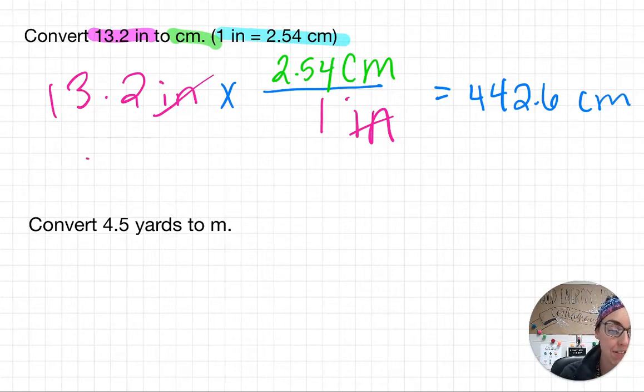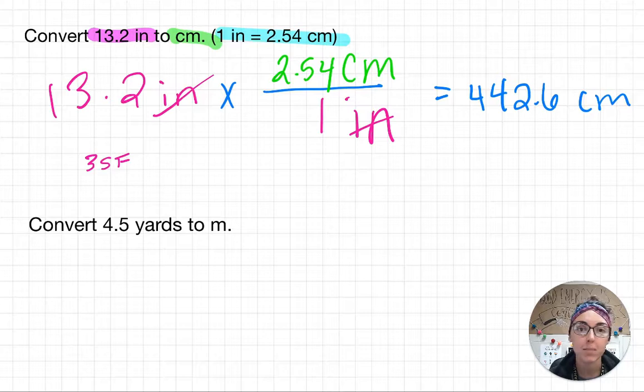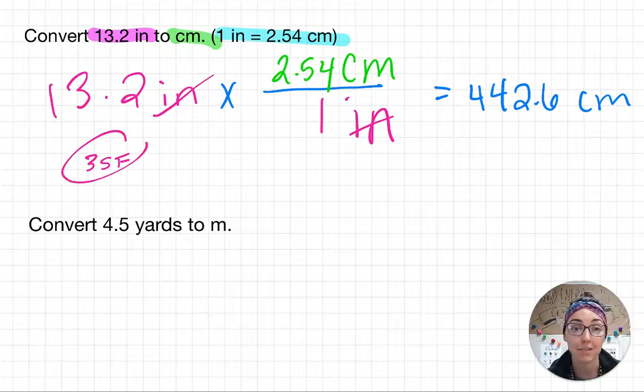13.2 inches has 3 sig figs. 2.54 centimeters is a conversion factor, so typically we would not use our conversion factors in our sig fig calculations because those are what we call exact numbers. We want to base our final answer on measurements, not exact numbers. So this is the only sig figs we care about. 13.2 inches is 3 sig figs.